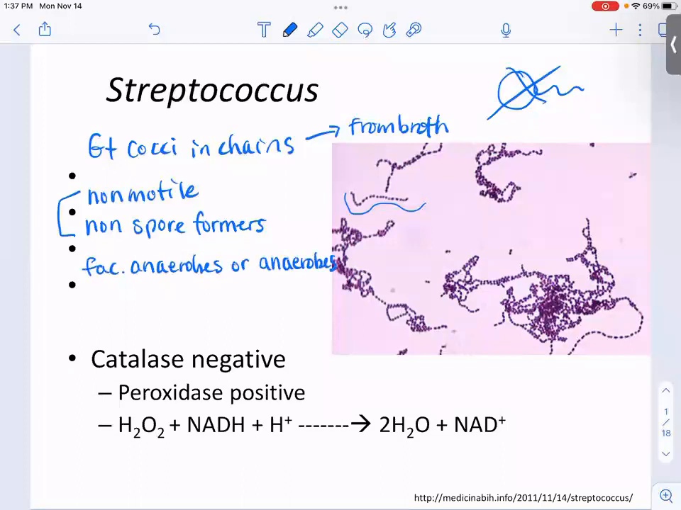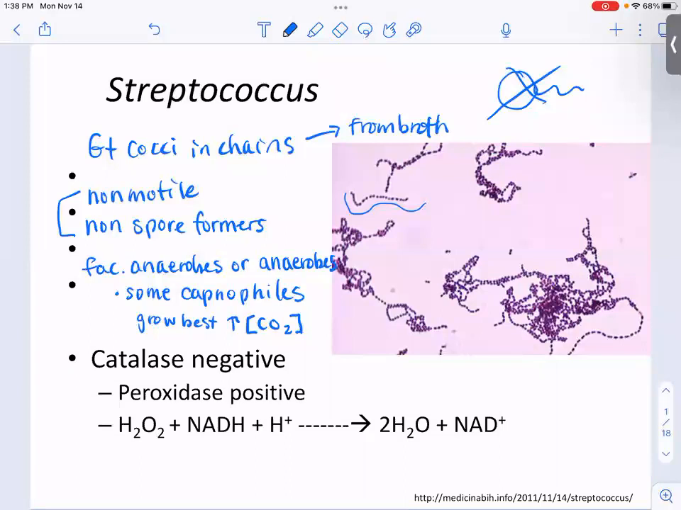On a related note, some of them are capnophiles. We might have talked about that earlier in the semester, but that just means they grow best in an increased concentration of carbon dioxide. When you put brackets around something, that means concentration. Because some of them are true capnophiles, a few of them have to have elevated CO2, higher than atmospheric concentrations, in order to grow. Some of them will just grow better that way.